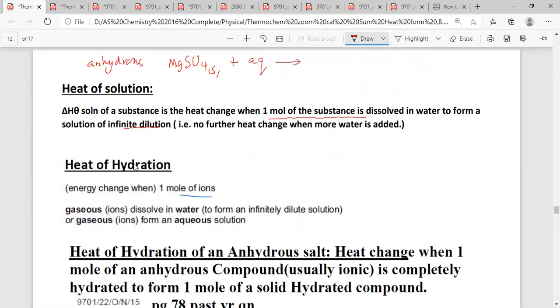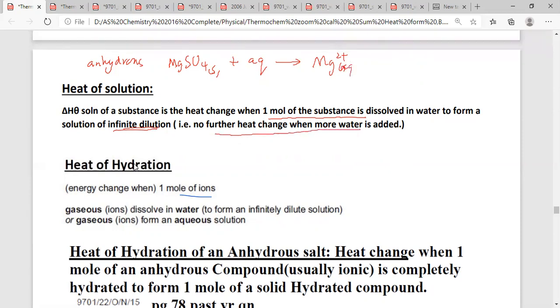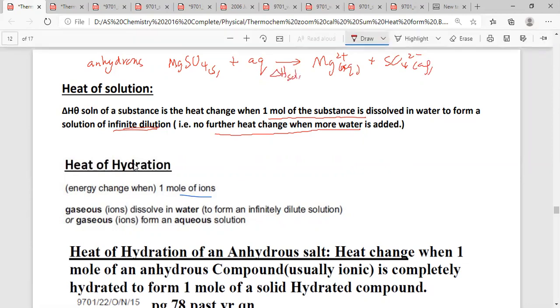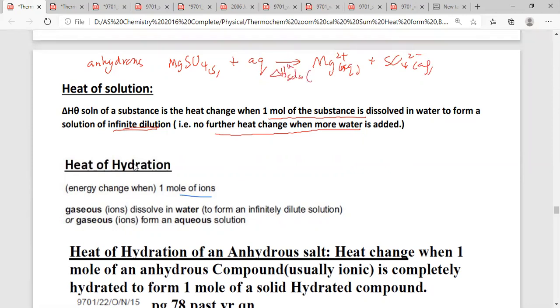You add water until no more heat change, you get Mg2+ plus SO4 2-. That means it dissolves completely to form infinite dilution. It means you add water, the heat will keep giving out until the point where there's no further heat change when more water is added. This is called your heat of solution of anhydrous. You must put anhydrous.